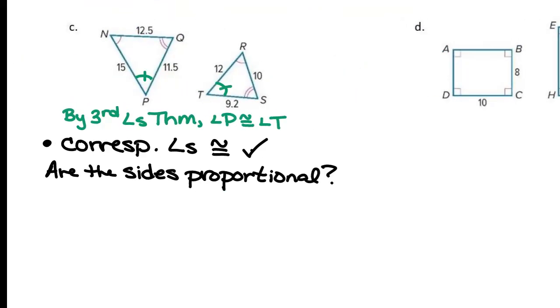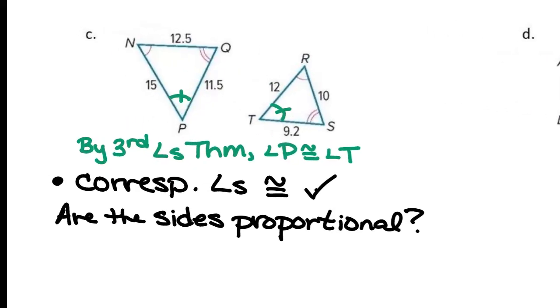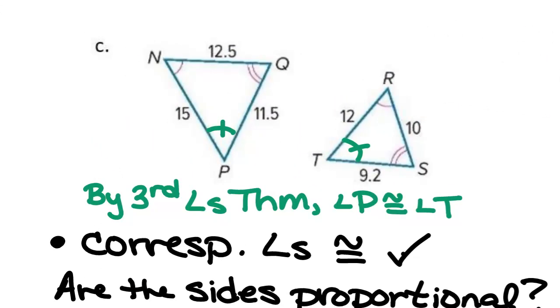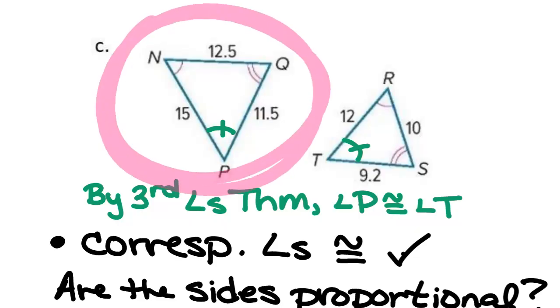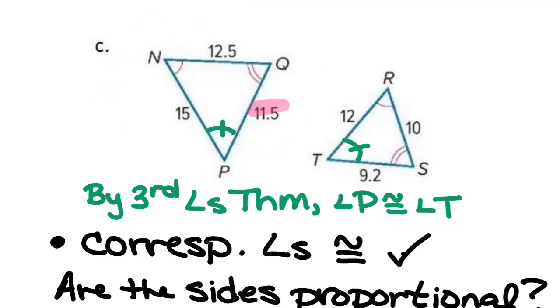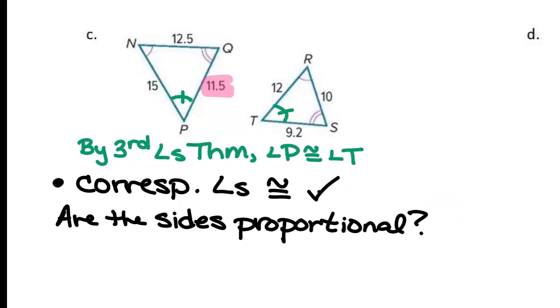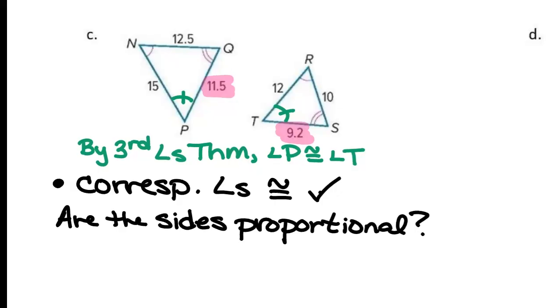We have all three sides on both of these triangles. We have to make sure that all three pairs of corresponding sides are proportional. So the first thing we're going to do is match the smallest with the smallest, or we could match the biggest with the biggest first. You just want to make sure that you put the biggest ones together, the smallest ones together, and the ones in the middle together. So what is our smallest side on this triangle? 11.5. And what's the smallest side on the other triangle? 9.2. Let's make a fraction with 11.5 and 9.2.